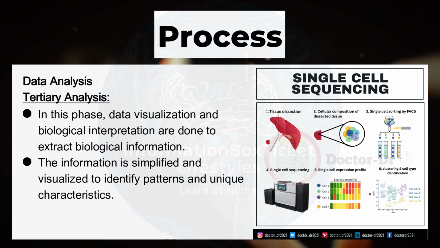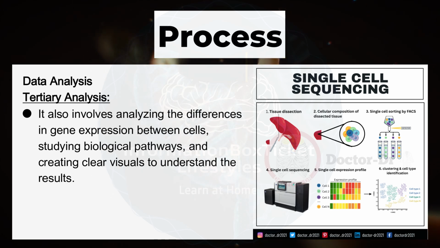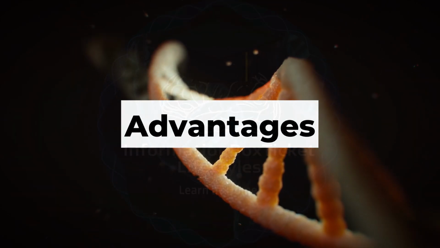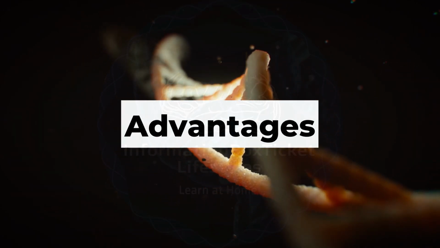Tertiary analysis. In this phase, data visualization and biological interpretation are done to extract biological information. The information is simplified and visualized to identify patterns and unique characteristics. It also involves analyzing the differences in gene expression between cells, studying biological pathways, and creating clear visuals to understand the results.